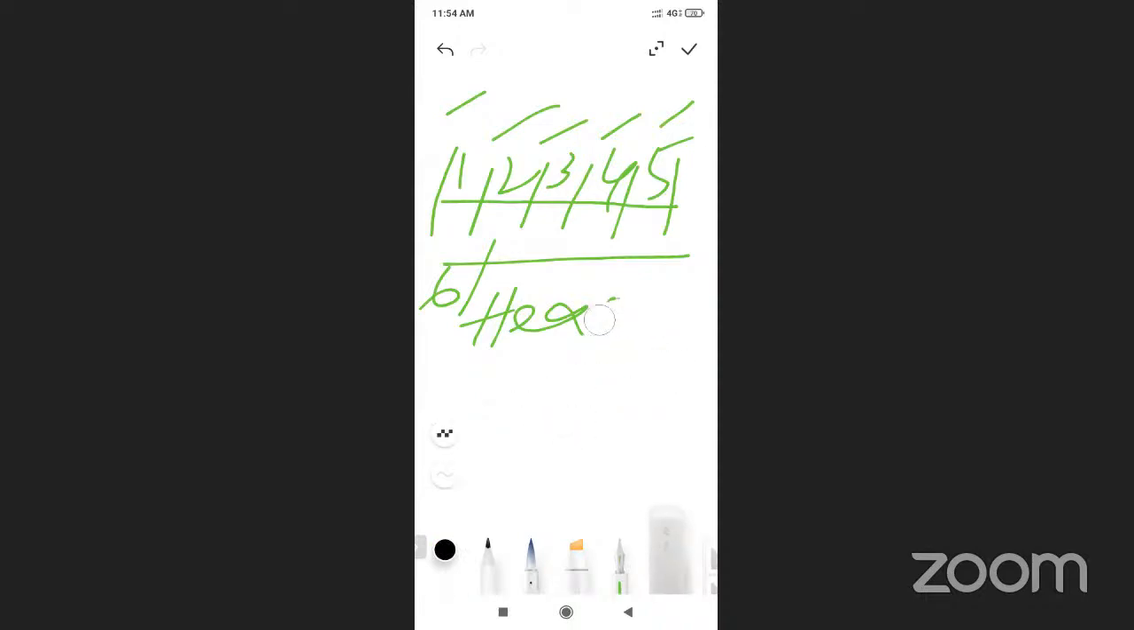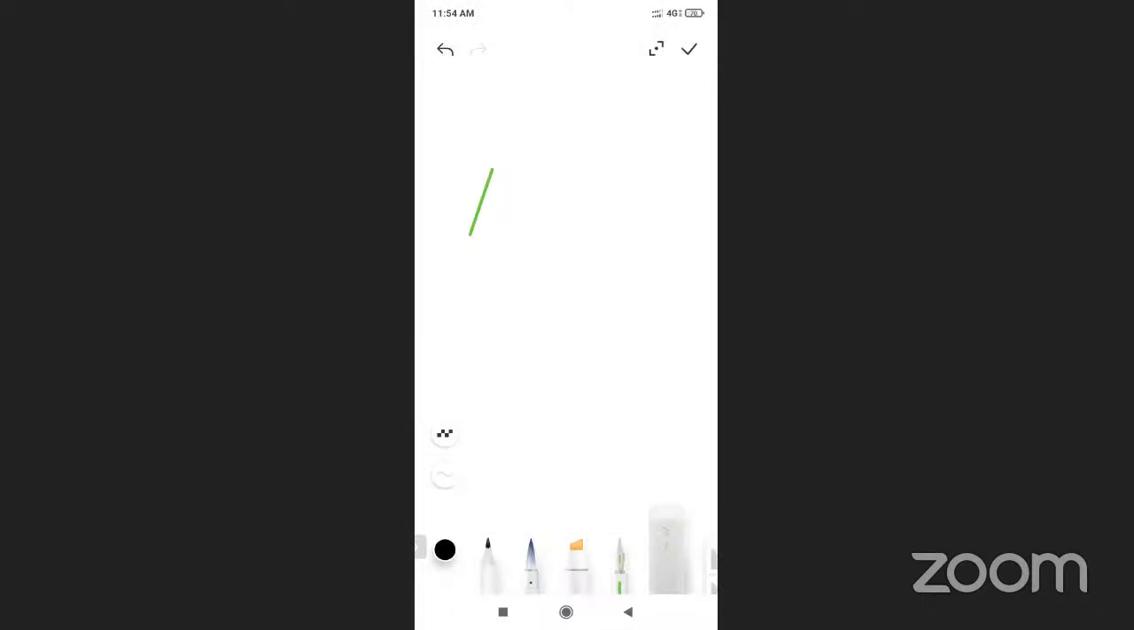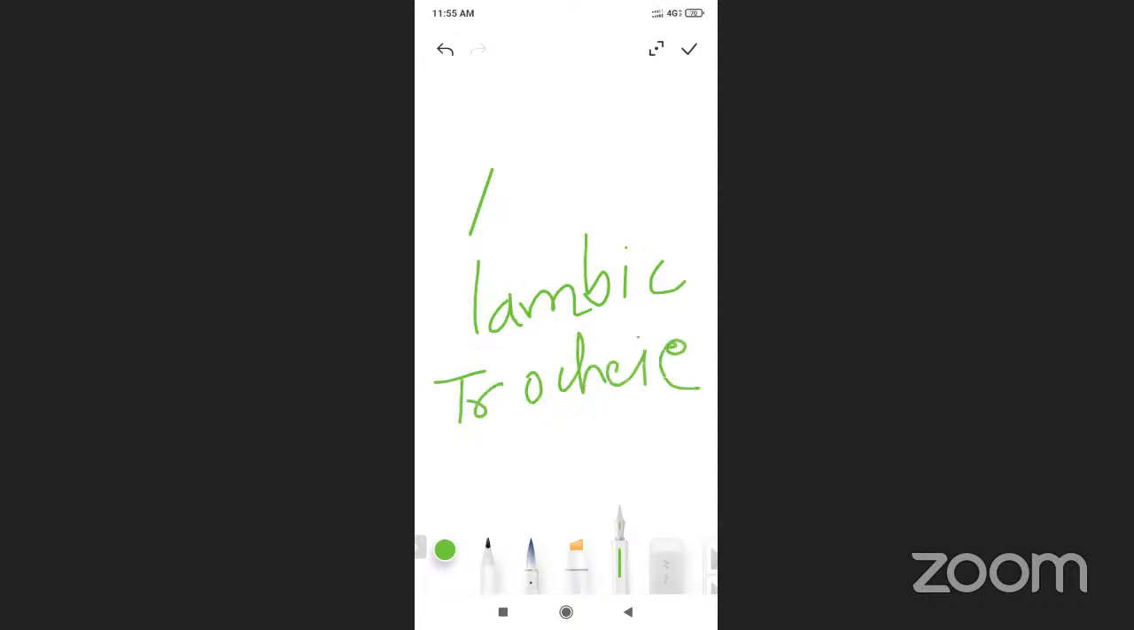So, now there are several types of prosody. One is disyllabic, that is disyllabic foot. In disyllabic foot, we have iambic, okay? We have trochaic. These are regular feet, okay? Iambic and trochaic. Now in iambic, what happens?